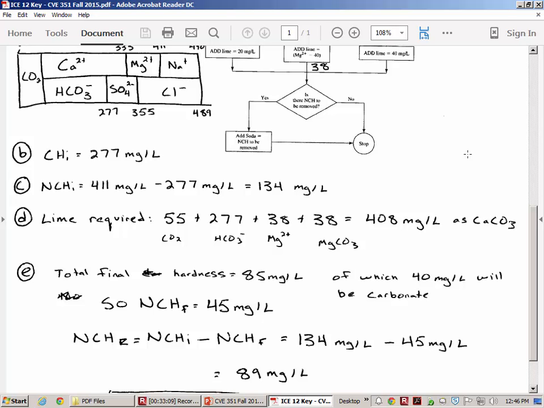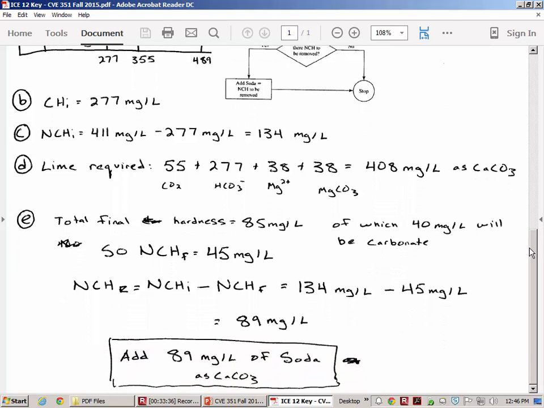The amount that we have to remove, NCH subscript R, is just the initial amount minus the final amount. In part C, you calculated that there was 134 milligrams per liter of non-carbonate hardness to begin. In the end, we want 45, so we have to take out 89 milligrams per liter of non-carbonate hardness, and that's how much soda you'll add.